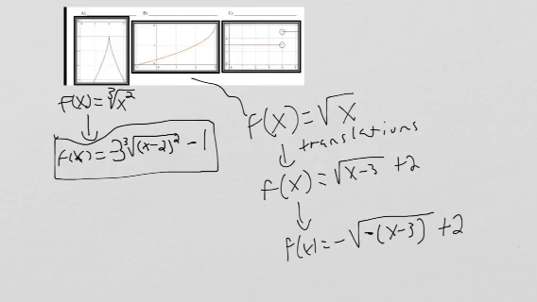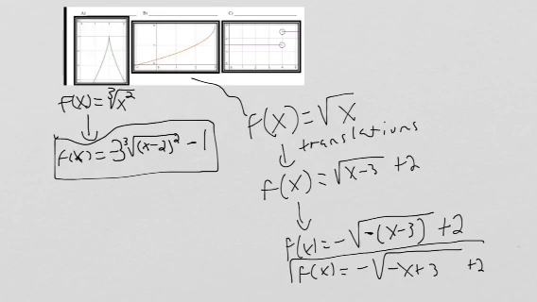And then some of you may prefer to write this in a different way where you distribute the negative sign. So that would look like this. Negative x plus 3, and then we still have plus 2 on the outside. And that's our final answer.